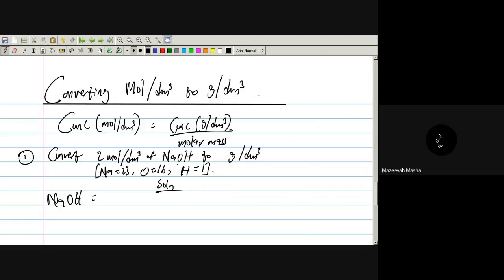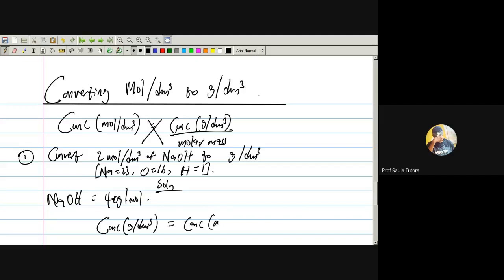No, just molar mass. That's just 23 plus 16 plus 1, which is 40. 40 what? 40 gram per mole. Good, so this ought to be 40 gram per mole. That's correct. So don't forget that we want to calculate concentration in gram per dm cube. Look at this top. How do we calculate it? We can cross multiply. If I cross multiply, what do I have? Concentration in gram per dm cube equals what?